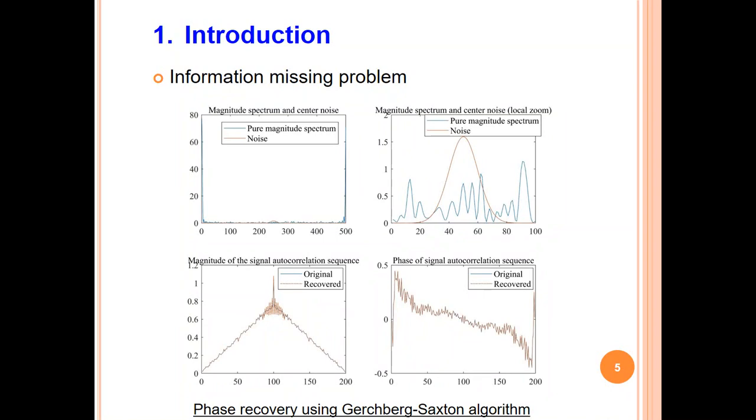For the cases where there are some wrong values or missing information in the measurement, the quality of the phase retrieval reconstruction results will be reduced, sometimes even wrong. A simple experiment is shown on the slide. Setting a small range of pixels in the central area of the magnitude squared spectrum to zero will cause considerable errors in the recovery results. The phase recovery algorithm used here is the Gerchberg-Saxton algorithm.